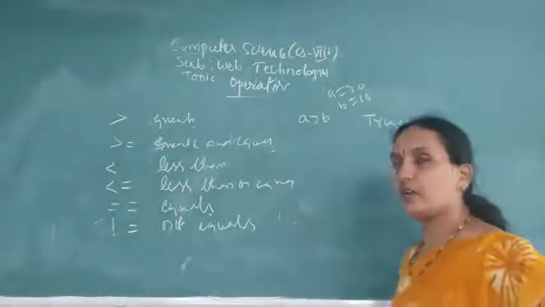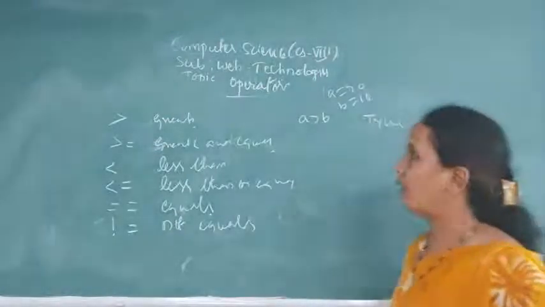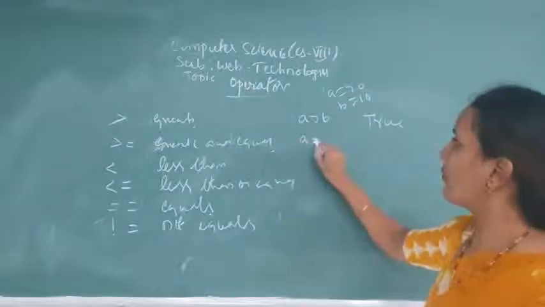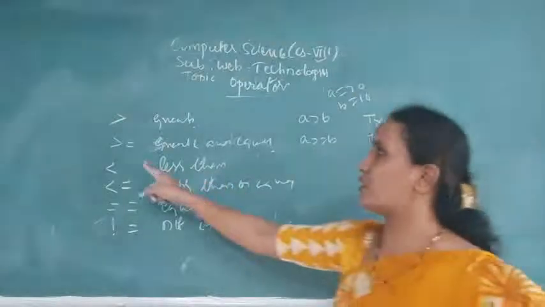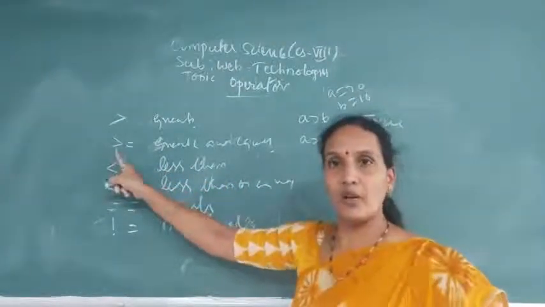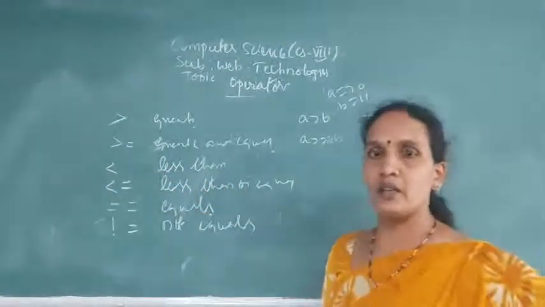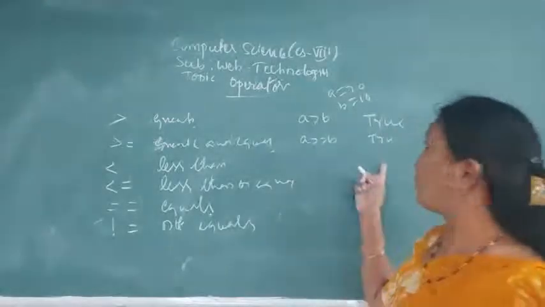Remember, here you will get true or false only. Now, greater than or equals to. Here, true means at least one condition should be satisfied. A is greater than B, so you will get a true result.